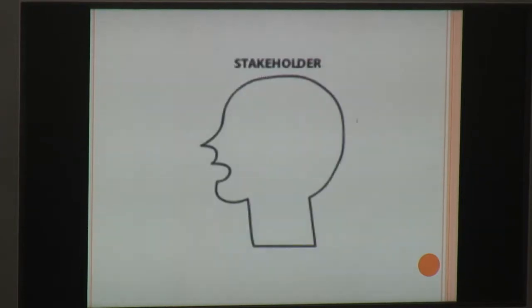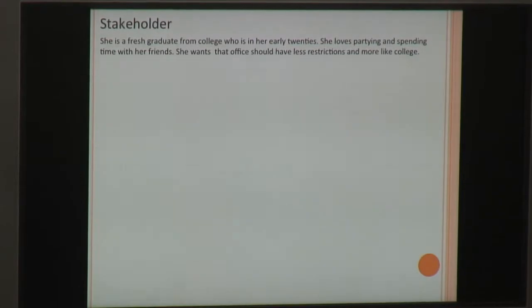And the stakeholder that they're looking at is a fresh graduate from college in her early 20s. She loves partying and spending time with her friends. She wants her office to have fewer restrictions and be more like college. So then the problem statement, you can't read that, but she needs to find a way to enjoy and have more fun at work without affecting the office environment or discipline. So maybe the key insight is having fun at work while not changing the office.